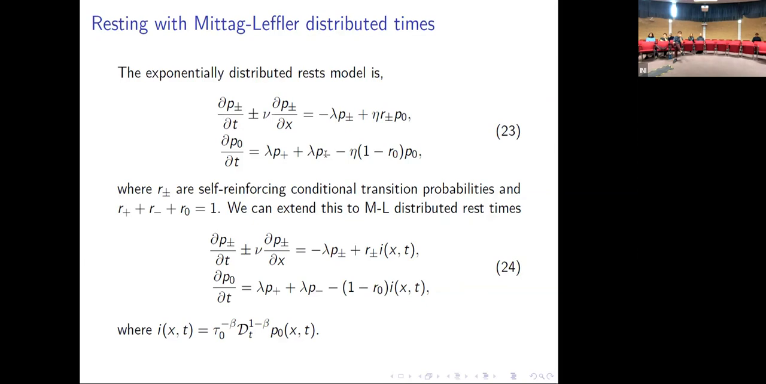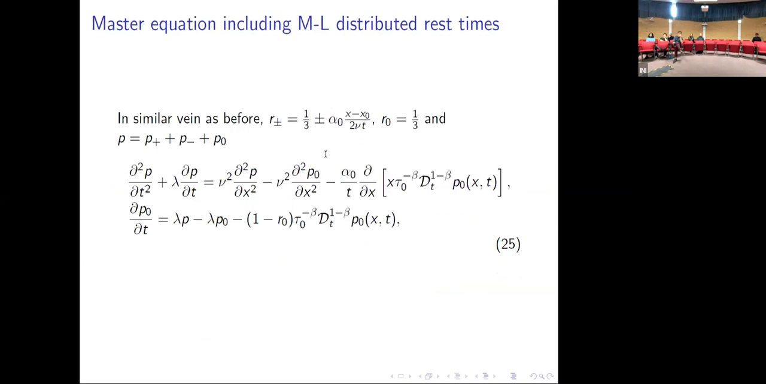So that's before. And in a similar vein as before, you take the conditional transition probabilities formulated in a symmetric way so that T0, the time that you spend at rest, does not contribute towards the dynamics at all. And what you find is that you can actually obtain a kind of semi-telegrapher's equation, but with now the Riemann-Liouville derivative inside the advection.